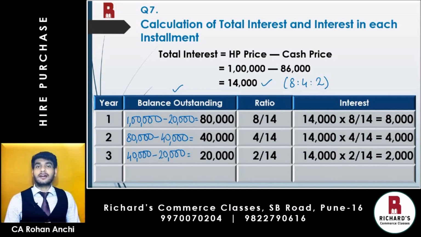Now it is not a very correct way of calculating the interest, but because we don't have the interest rate, we are doing this working that interest should be apportioned in the ratio of balance outstanding. Let's take one more similar sum to see how to calculate interest included in each installment.